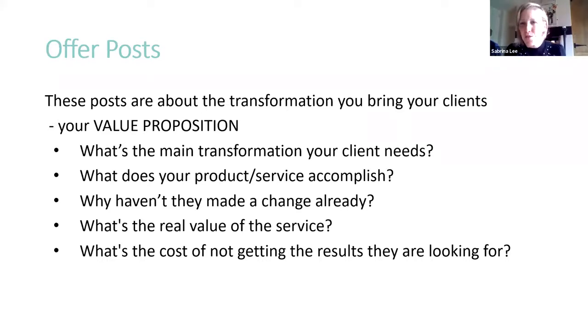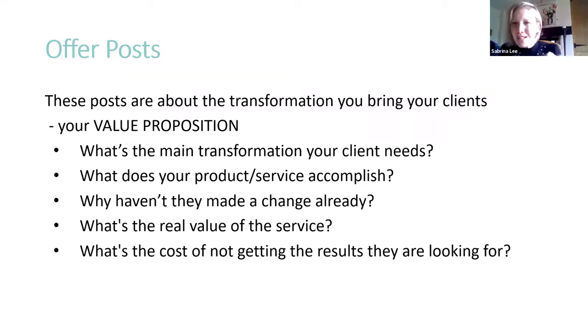So what's the main transformation that your client needs? What does your product or service accomplish for them? Why haven't they made the change already? You could be talking about the things that are holding your clients back from making the change. They haven't got enough time. They're worried they're going to fail. There are all of these things that you can talk about. It's almost like those objections you can start to handle for them.